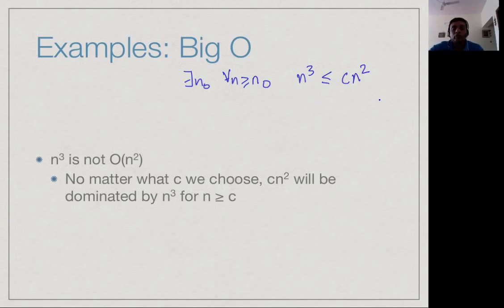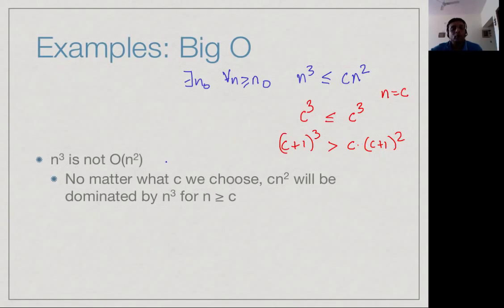Now, supposing we choose n equal to c, then on the left hand side we have c³. On the right hand side we have c³, and certainly c³ is less than or equal to c³. But if I go to c + 1, I will have (c + 1)³ on this side, and on this side I'll have c times (c + 1)². And now the problem is that this is bigger, because (c + 1)³ is bigger than c times (c + 1)².